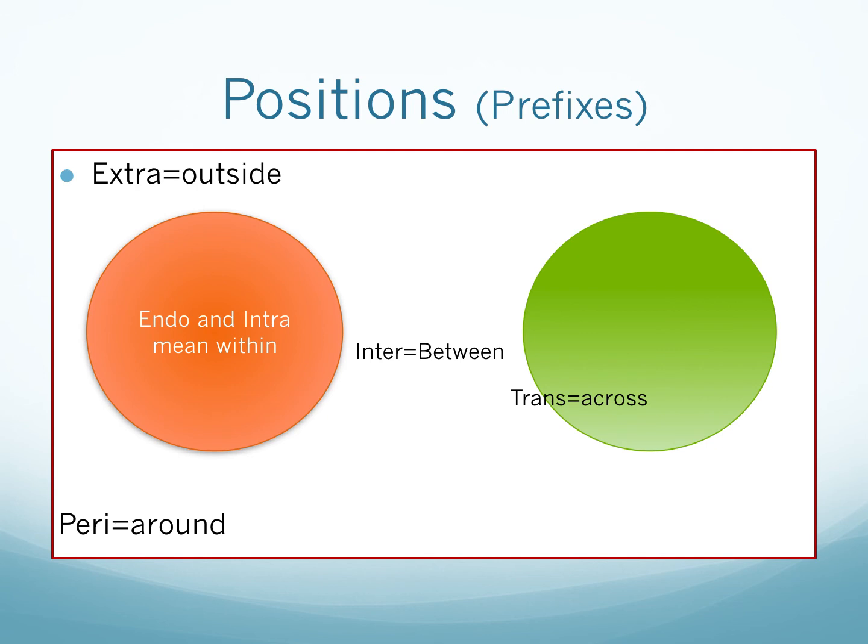We have prefixes that discuss positions. For example, extra means outside. Endo and intra mean within. Inter is between. Trans is across. And peri equals around.